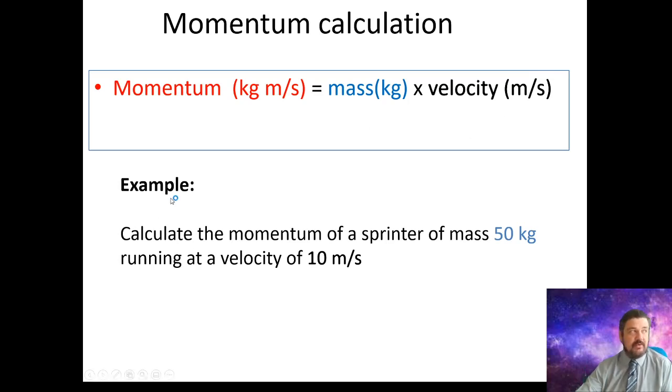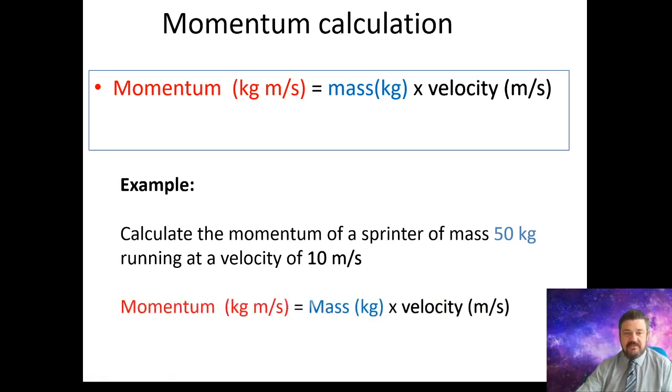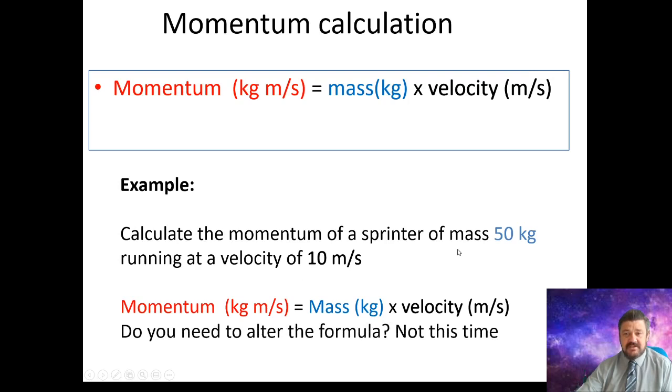So for example, let's calculate the momentum of a sprinter of mass 50 kilograms running at a velocity of 10 meters per second. So, as we've done before, the first thing we do is we write down our equation. Momentum equals mass times velocity. Again, we've highlighted the different colours. So do I need to alter the formula? Well, no, because the question's asking me to calculate the momentum. Momentum equals mass times velocity.